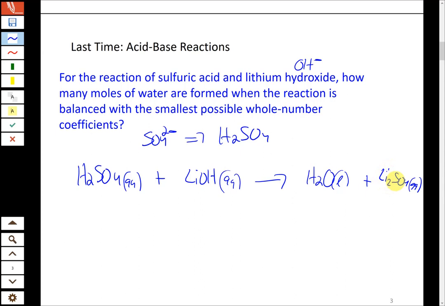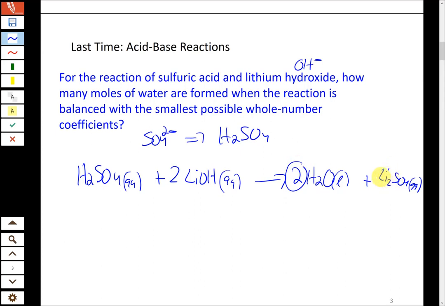Now we have to balance this one to answer the question that's being asked, which is how many moles of water are formed, or what's the coefficient for water. So when we look at this one here, we have 2 H pluses from our acid, so we need 2 OH minuses to react with that. This only has 1 OH minus in the formula, so it's going to require a coefficient of 2. And because we have 2 H pluses and 2 OH minuses, that's going to form 2 moles of water. All right, so 2 would be the correct answer here.